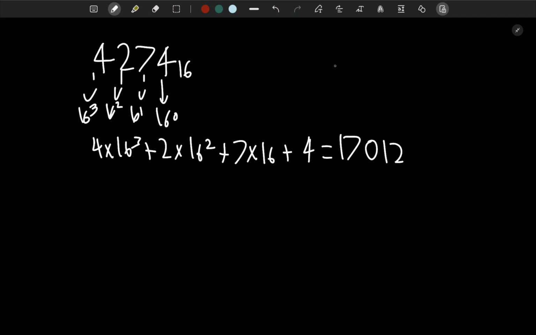So here we also got the answer of 17012 on our calculator, and I will be making a short video to show you guys, of course, because it's easier to see something than just talk about it.